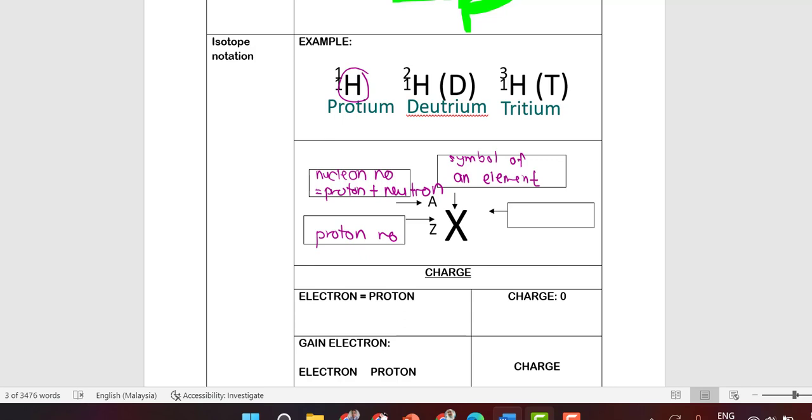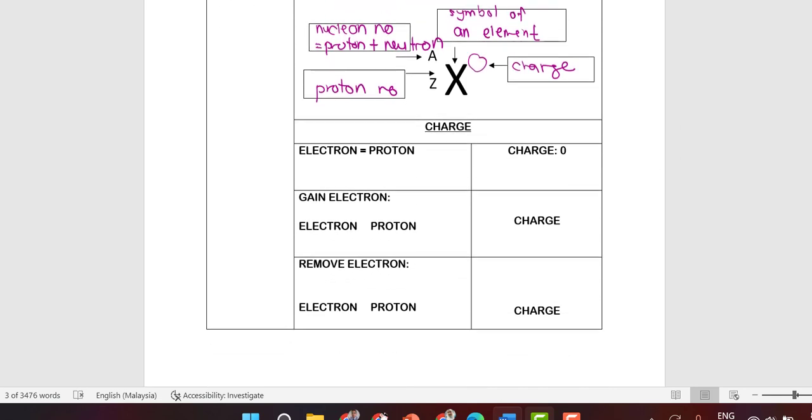Over here we will have the charge. If your element has a charge, you need to write down the charge. If your element is neutral, no need to write down anything. For example here, hydrogen is neutral, so no need to write anything. So how to determine the charge? Electron carries negative charge while proton carries positive charge. If the number of electron and number of proton are equal, there is no charge for the atom, so the atom is neutral.